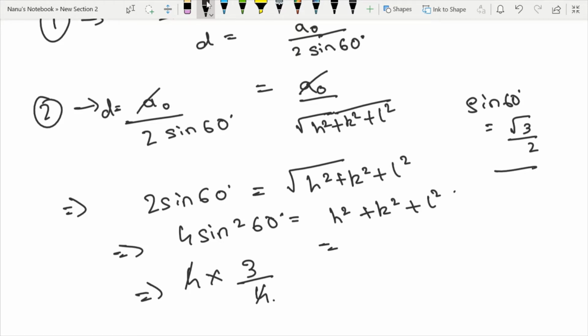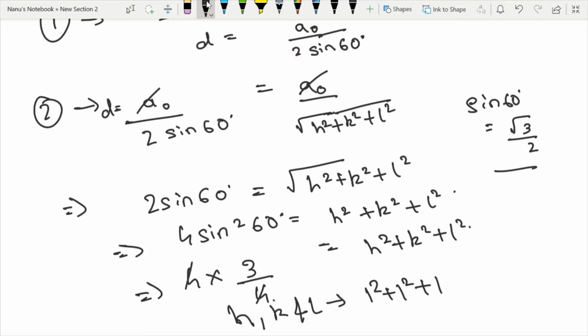So we have h square plus k square plus l square, and we need the value of Miller indices, so we need the value of h, k and l. If that is 1 square plus 1 square plus 1 square, this will get 3. In fact, it's very simple math. If you see 3 and you have 3 numbers whose squares sum to 3, the only number that is going to give that is 1, 1, 1. So our Miller indices are 1 1 1, and that is the answer. So that is how we solve it.